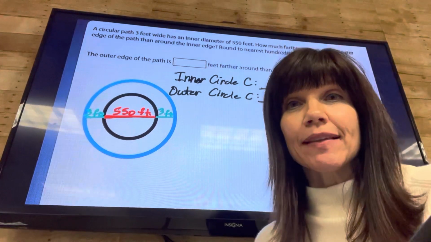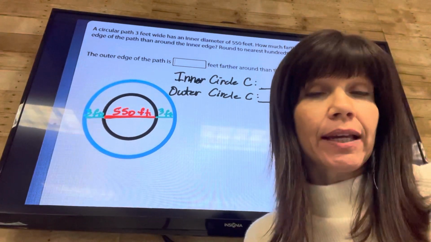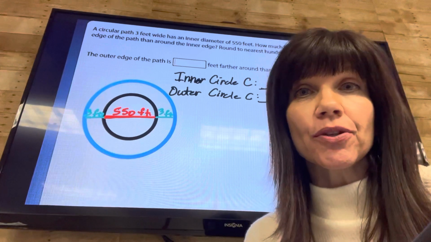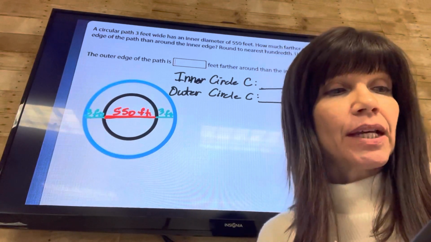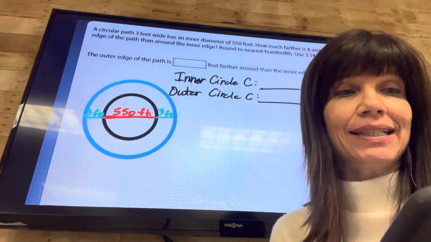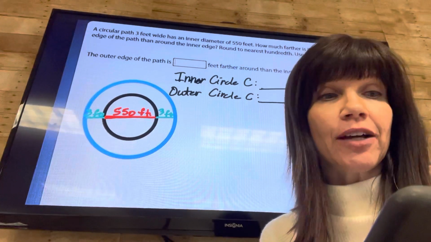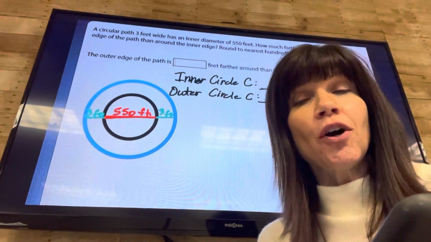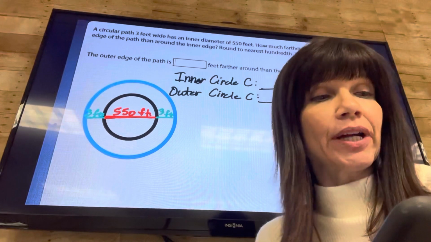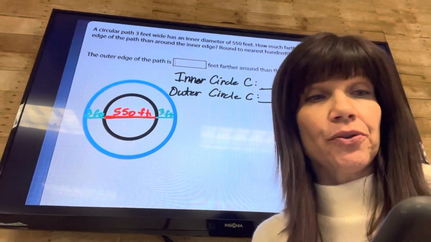Hi, this is Rosie, a math teacher, here to help you with what I think is the most challenging problem on your circumference homework tonight. A circular path 3 feet wide has an inner diameter of 550 feet. How much farther is it around the outer edge of the path than around the inner edge?